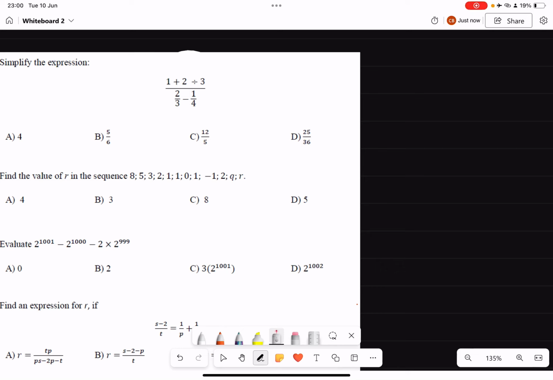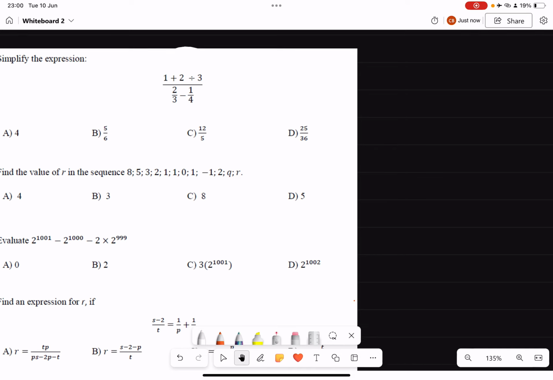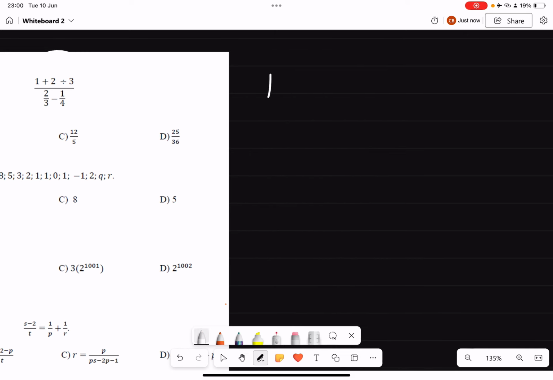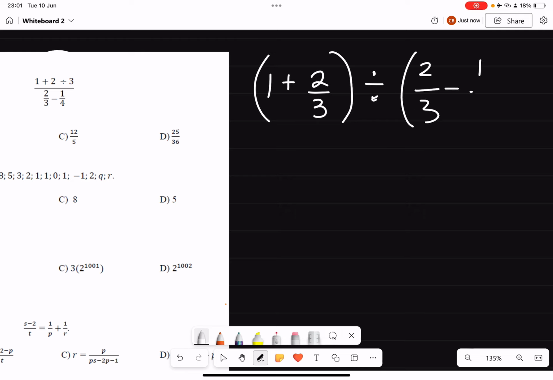In the first question, we are asked to simplify the following algebraic expression. So we are going to write it in this form. We are going to say (1 plus 2 divided by 3) divided by (2 over 3 minus 1 over 4), and I'm going to represent the division line with divided by. So what I did here is I separated the numerator and the denominator, and I'm going to simplify them individually.